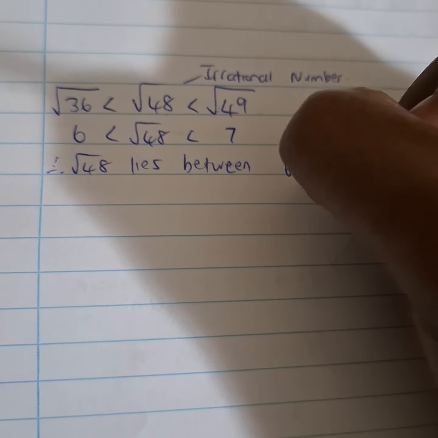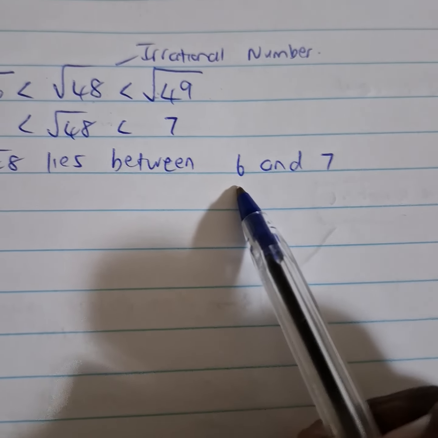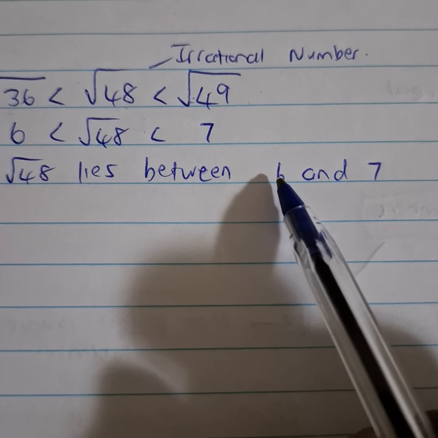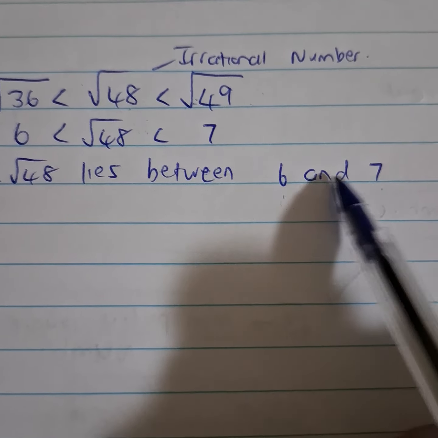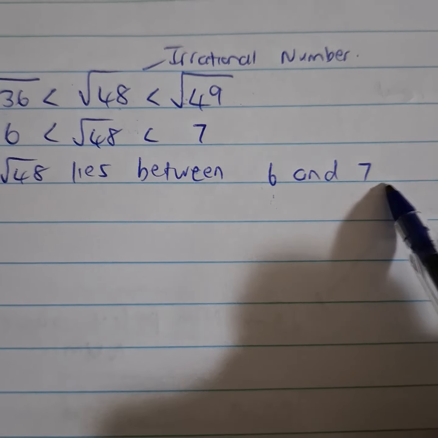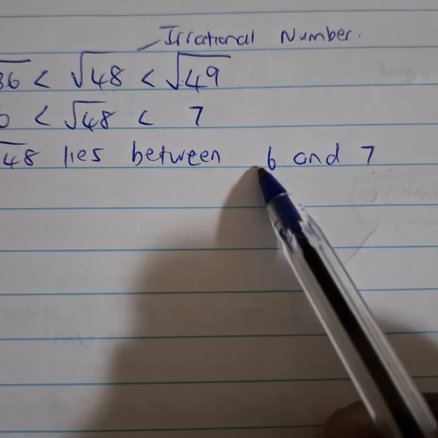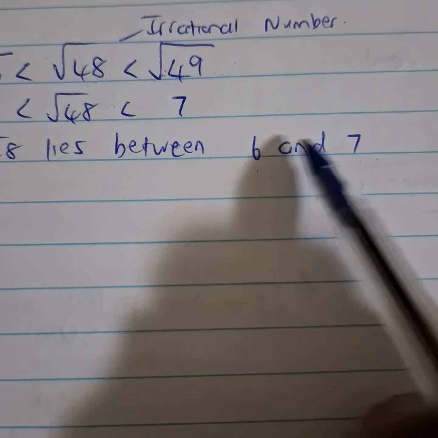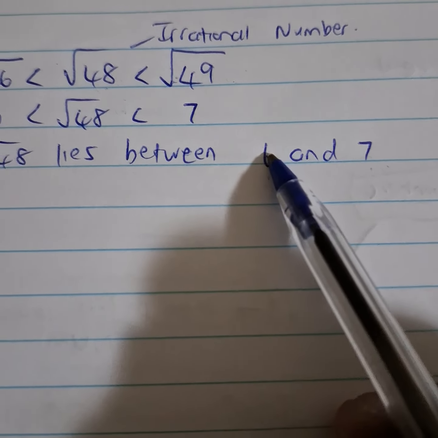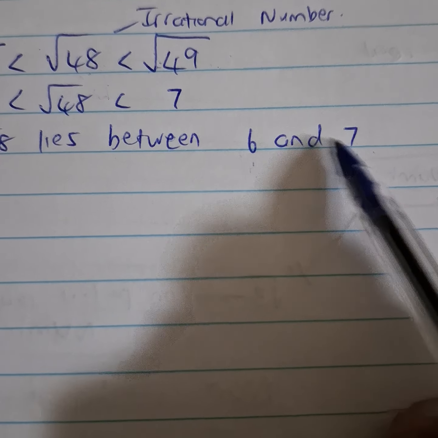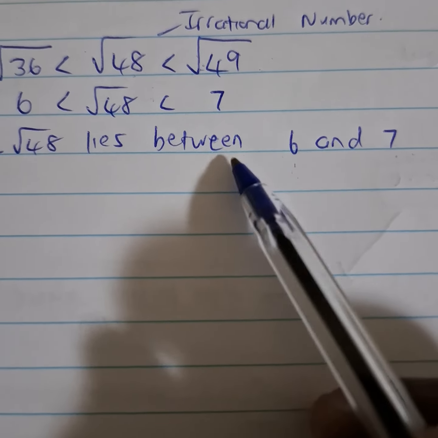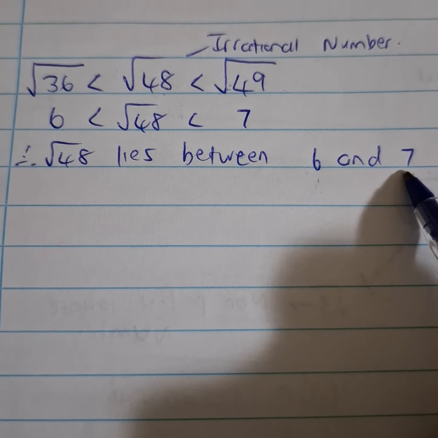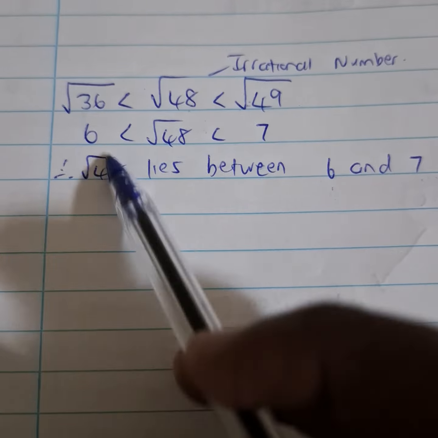Now, consecutive numbers are numbers that follow each other. Consecutive integers. So 6 and 7 are integers. 6 is before the number 7, and after the number 6, we have 7 that follows immediately after 6. So that's very important to note. So the square root of 48 lies between 6 and 7. Hopefully you get the principle behind answering these questions.